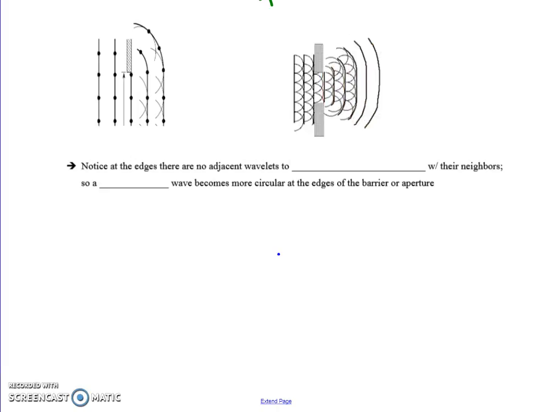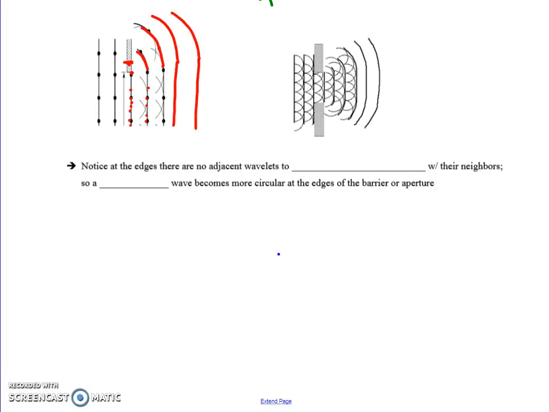Well, the simplest way, in my opinion, is to remember that these wavefronts are an interference phenomenon. So if we look at, let's say, the diagram on the left, all the wavelets that are away from the barrier are interfering with each other, so they maintain that nice parallel front. But the wavelets that are near the edges don't have a neighboring one, at least on this side, to interfere with. So the wavelets start taking on a circular shape, and so they fill in. So it'll look like this. And so they're bending, if you will, around the barrier.